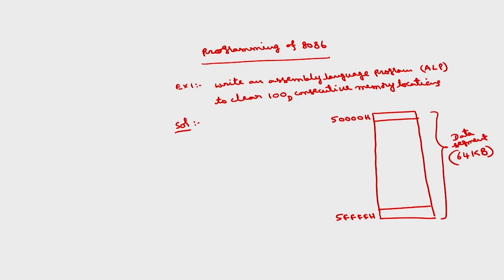Suppose I want to clear any 100 decimal locations. 100 decimal means hexadecimal 64H. Any 100 locations, starting with some offset. Say I want to store from here, say 55000 onwards.